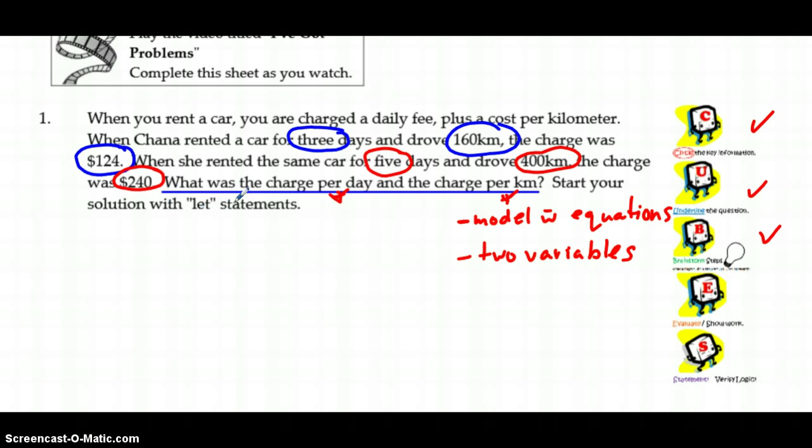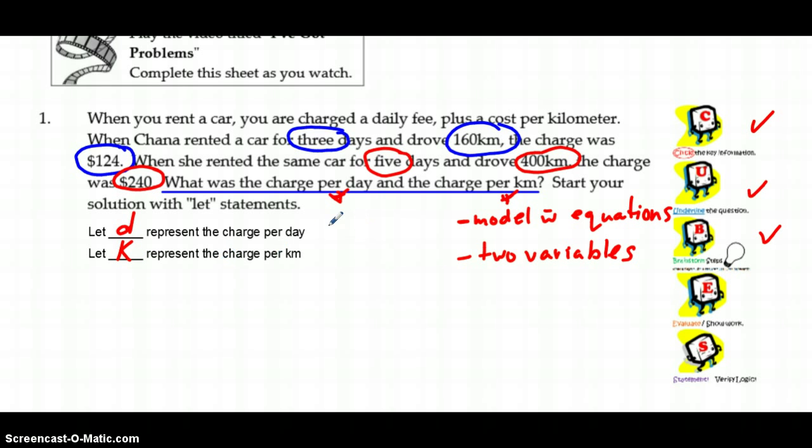So for that first portion, start your solution with let statements. Bam! There it is. Did you see that? All right. Let blank represent the charge per day. Let blank represent the charge per kilometer. So we're going to put in some letters to represent those things. Up to you what you use, X, Y, P, Q, whatever you want. In this case, I'm just going to let D represent the charge per day, and I'm going to let K represent the charge per kilometer.